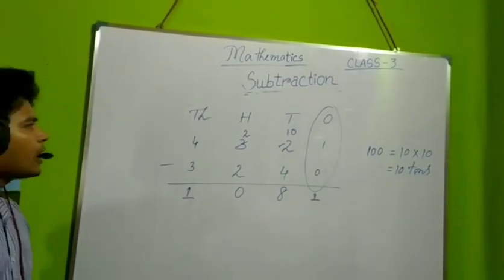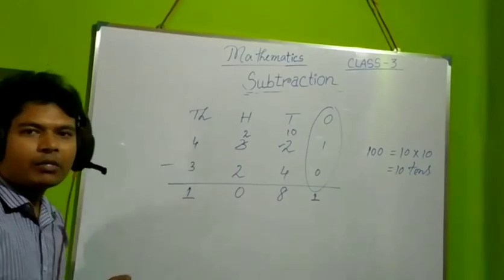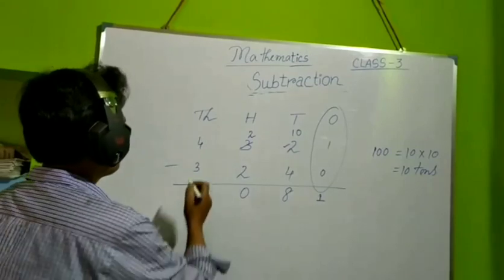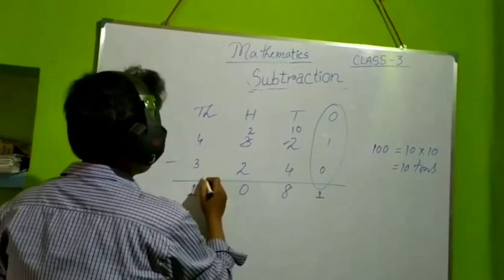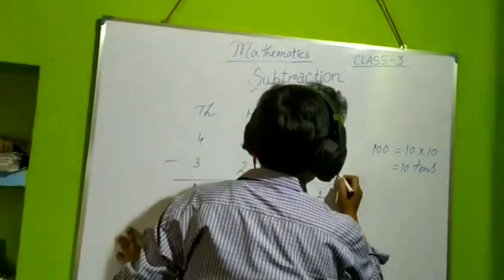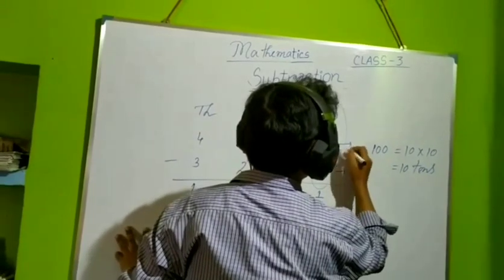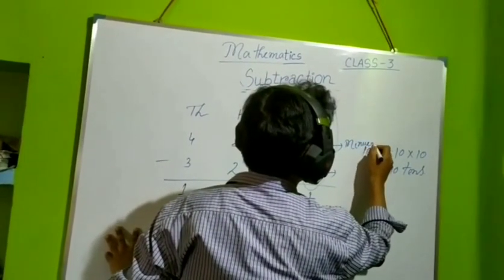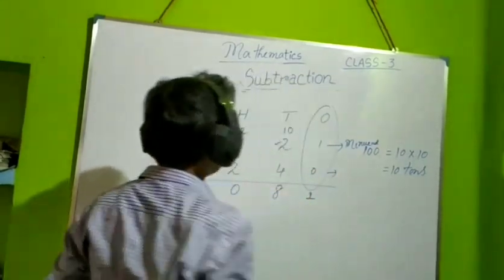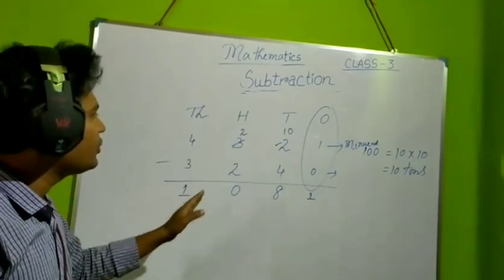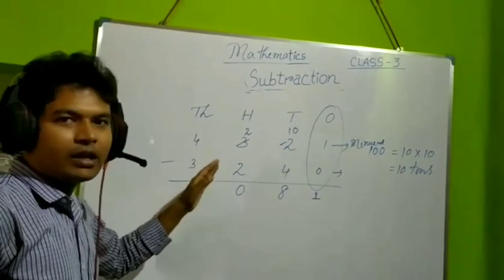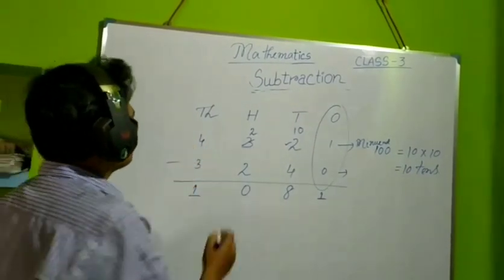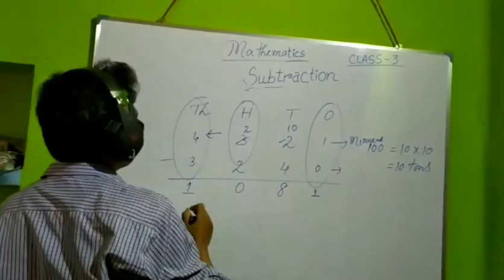So one thing we learn from here: if the value of any digit of the minuend, which is placed in the upper section just above the subtrahend, is smaller than the digit placed at the subtrahend, then we have to borrow 1 from higher places.